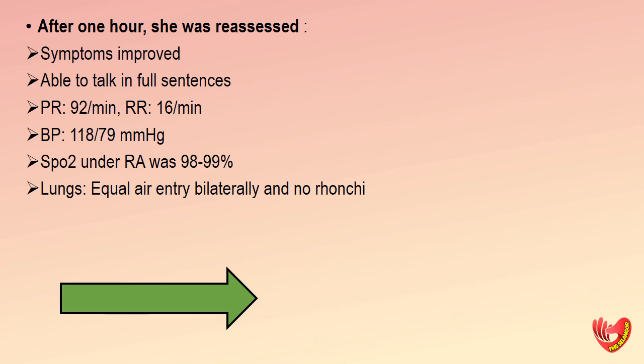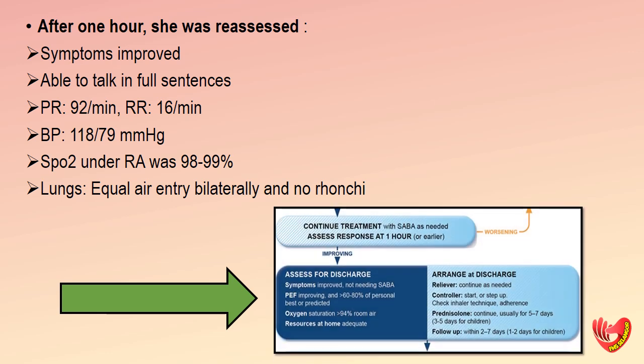After 1 hour, she was reassessed. Her symptoms had improved. She was able to talk in full sentences. Her pulse rate was 92, her respiratory rate was 16 breaths per minute, her blood pressure was 118/79, and her SpO2 was 98 to 99% under room air. On auscultation, there was equal air entry bilaterally and no rhonchi. Based on this assessment, we can arrange for a discharge in this case.